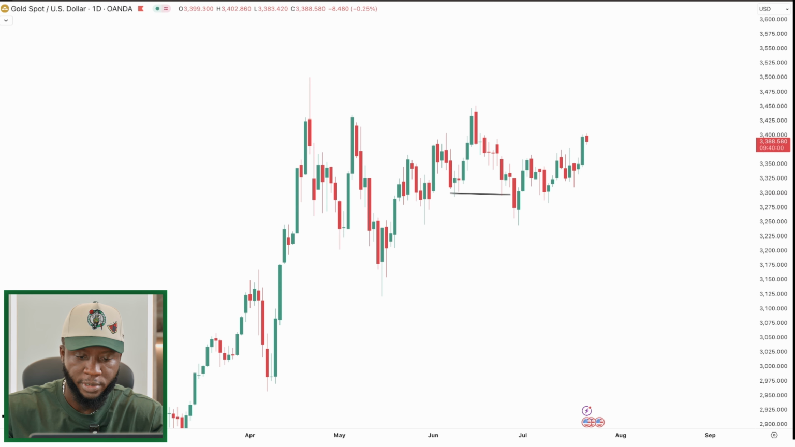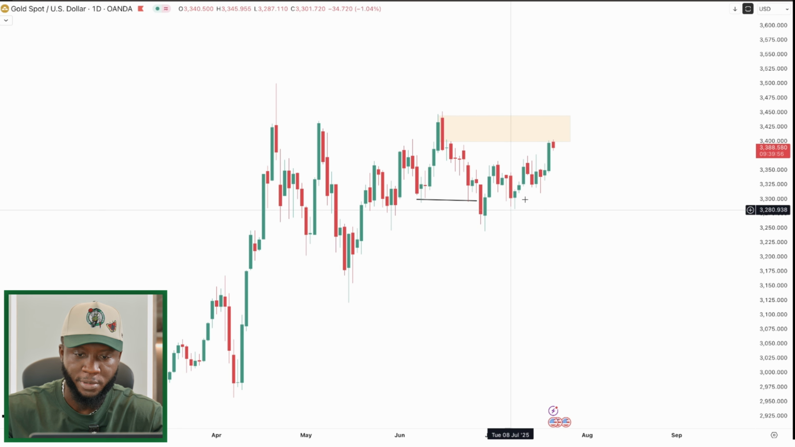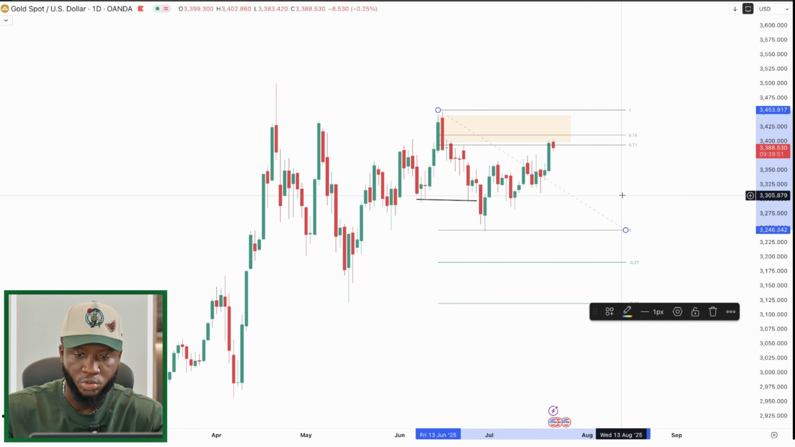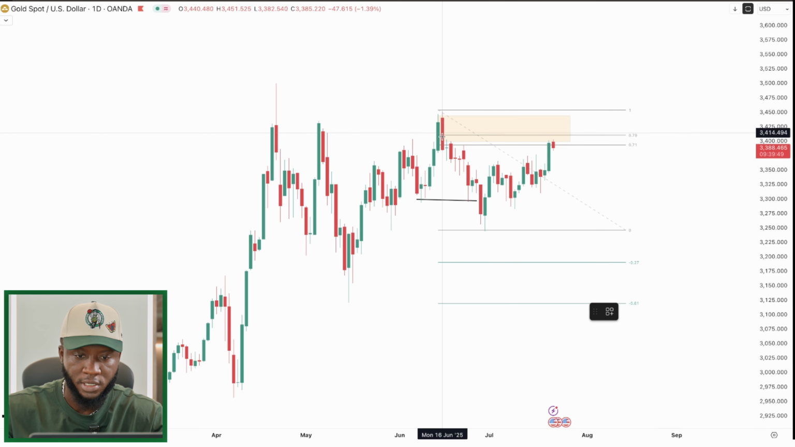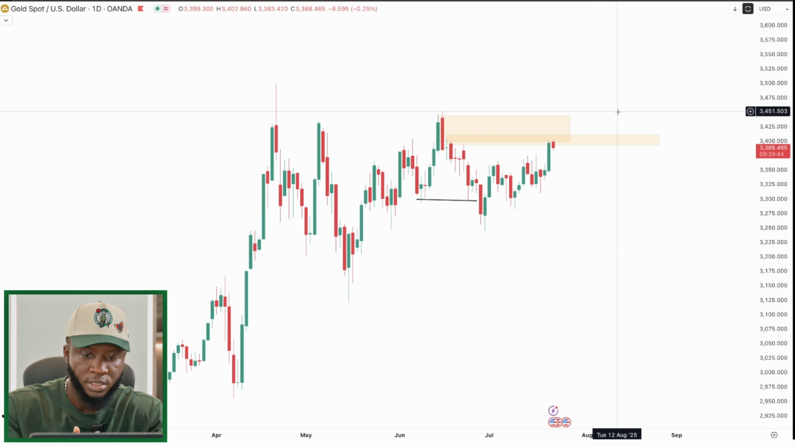Okay, so let me just quickly draw the supply zone. We have the supply zone at this level. Change of character, we have a pullback. This pullback, we are also pulling back into our fib zone. There's a 0.79, 0.71 zone right here, right? So gold is very tricky. We could just be going upside. We could be going to the downside, but I'm just going to explore both ways.